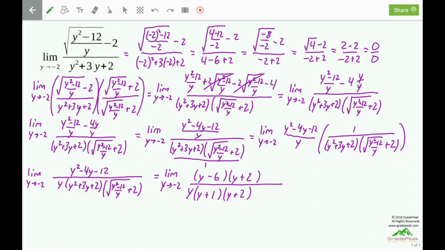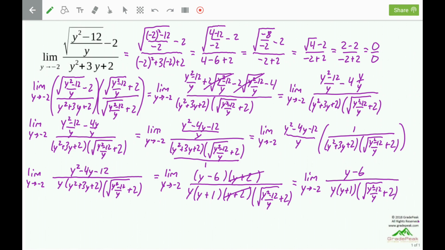And then we also have the other expression, still multiplying this. So I'll write that in there. There's the y plus 2's as expected. We can now cancel those. We've removed the 0 over 0 finally. Leaving a numerator of y minus 6 and a denominator of y times y plus 1 times the square root of y squared minus 12 over y plus 2.